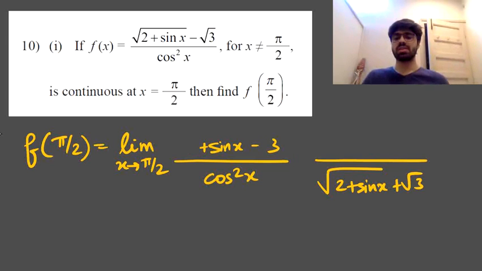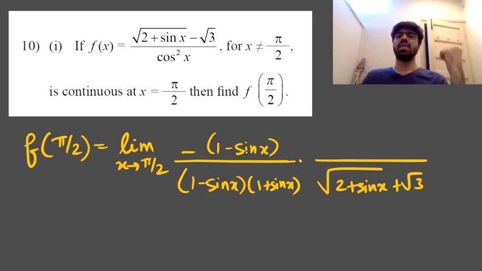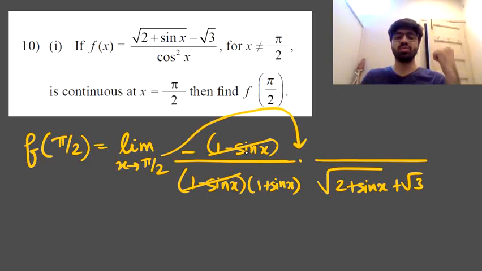So that should give us sine x minus 1 in the numerator, and in the denominator cos square x can be written as 1 minus sine square x. 1 minus sine square x is again of the form a square minus b square, so we can write it as 1 minus sine x into 1 plus sine x. From the numerator you can pull out a minus 1 common from the two terms, and that should give you minus of 1 minus sine x, and that 1 minus sine x can be cancelled in the numerator and denominator. After that you can simply put x as pi by 2 in the leftover expression.